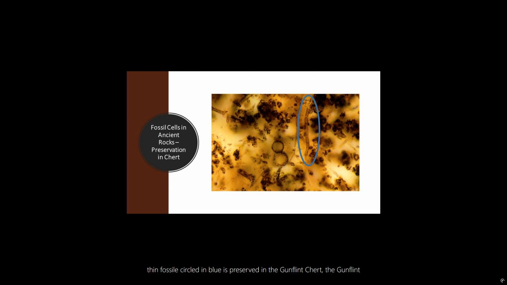These long, thin fossils circled in blue are preserved in the Gunflint chert. The Gunflint Formation is a sequence of banded iron formation rocks that are exposed in the Gunflint Range of northern Minnesota and northwestern Ontario, along the north shore of Lake Superior. The black layers in the sequence contain microfossils that are 1.9 to 2.3 billion years in age.